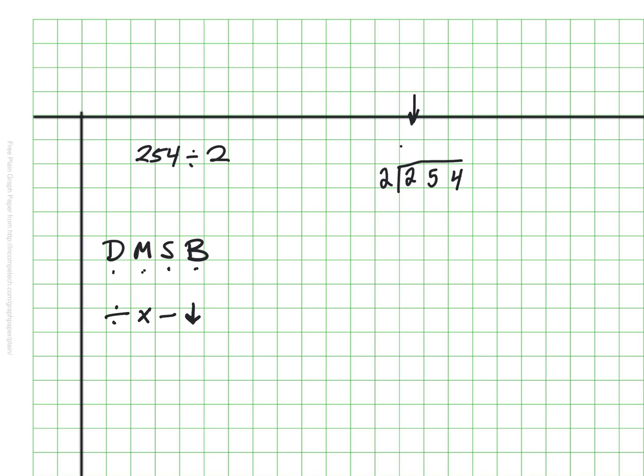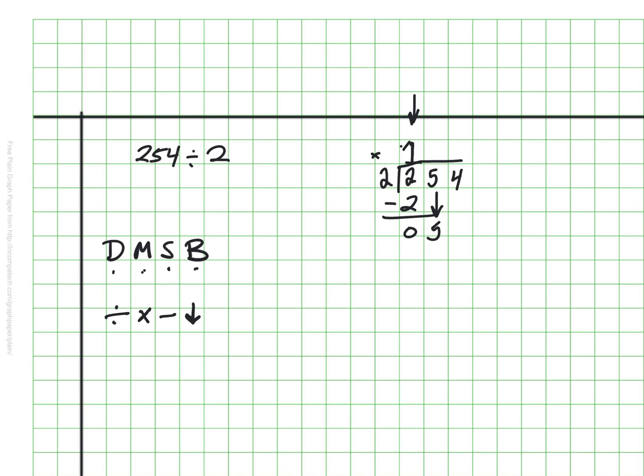So in my example, I'm going to start here in this column. I need to know how many times 2 can go into 2. What is 2 divided by 2? That's my D, and that's just one time. I'll make that a 1 here. And then I'm going to multiply. So 1 times 2 is 2. I'm going to put that right below in that same column. The next step is to subtract, and 2 minus 2 is nothing. And the next step is to bring down. So I'm going to put a 5 right there.